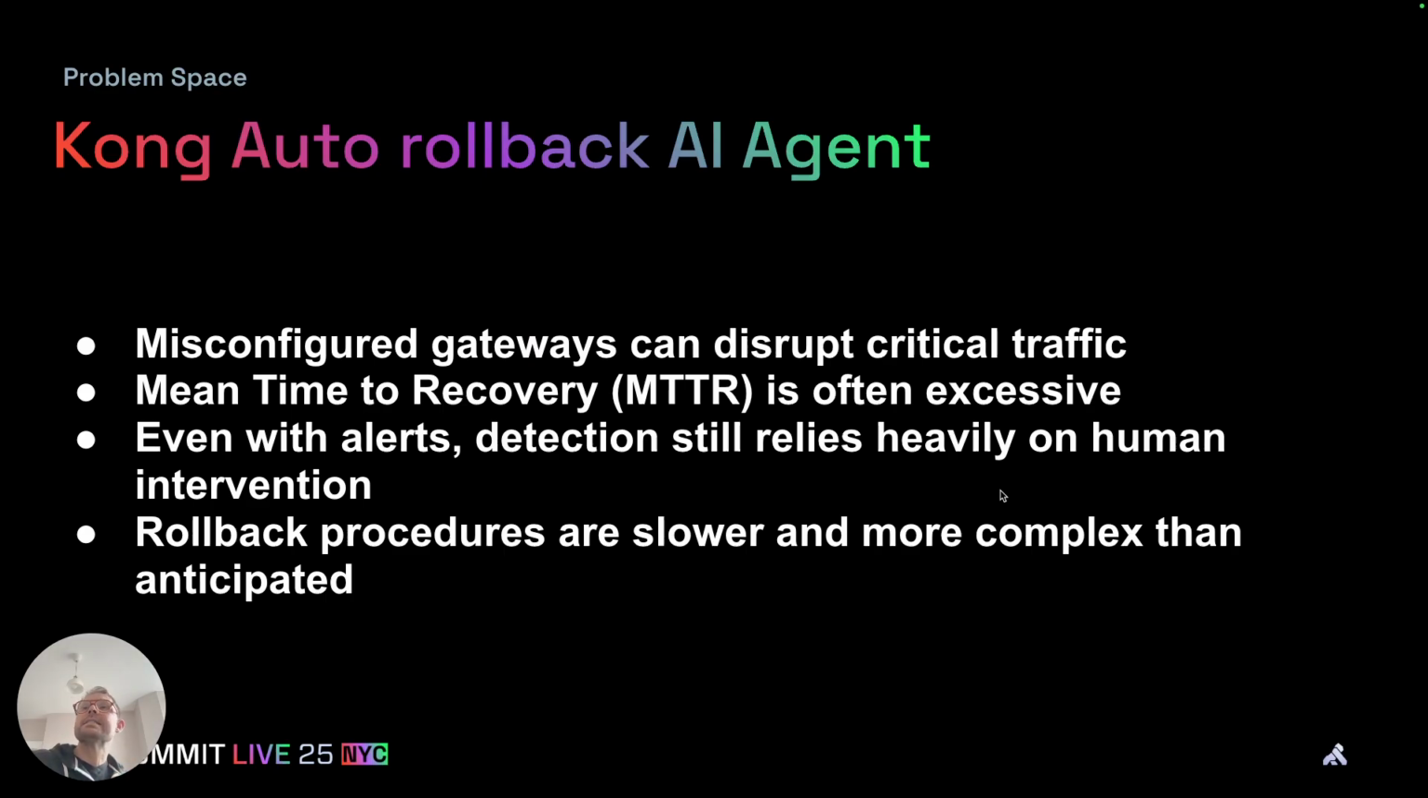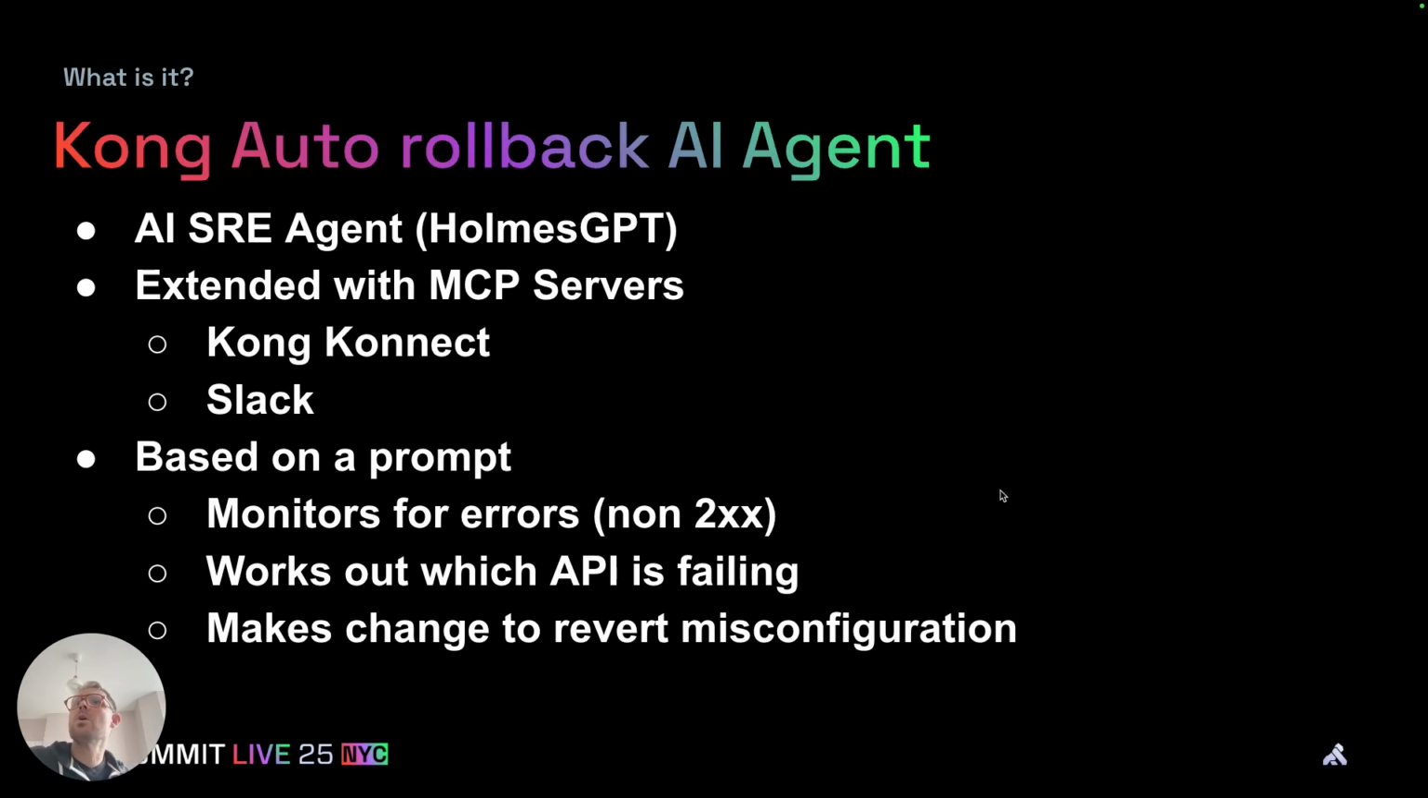So we're looking at seeing how we can effectively automate these processes that are very human reliant. So what exactly does my AI agent do? It's an SRE AI agent, which has Holmes GPT at the heart. It has been extended with 2 MCP servers, one being the Kong Connect MCP server and the second being Slack. Based on the prompt, it then monitors for non-200 HTTP responses. It works out which API is failing and then looks to make the change to revert that misconfiguration.